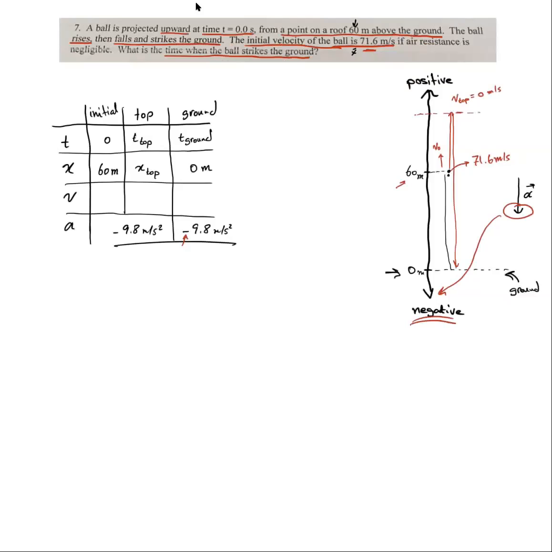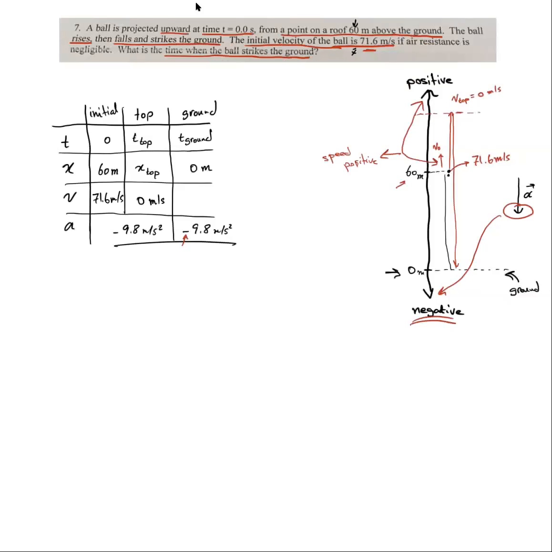The initial velocity was going upwards. We defined upward to be positive, and we can notice that from here, it's going upwards. It's the same direction as positive, so initial speed is positive. And we will write down in the knowns, so that would be 71.6 meters per second. The velocity at the top, as we learned, will be 0 meters per second.